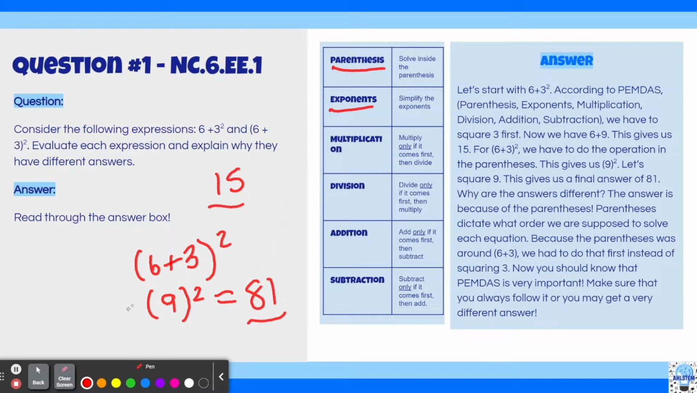These are really different because of the order of operations. Make sure that you always follow your PEMDAS steps in the correct order, otherwise you can get two completely different answers like these two.